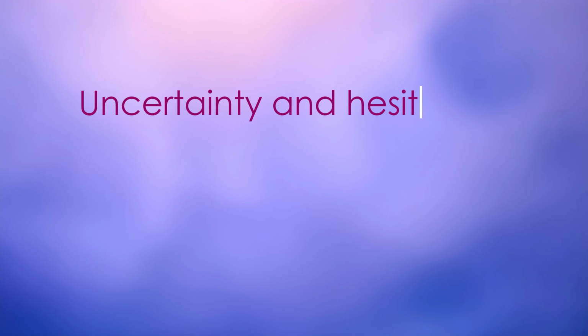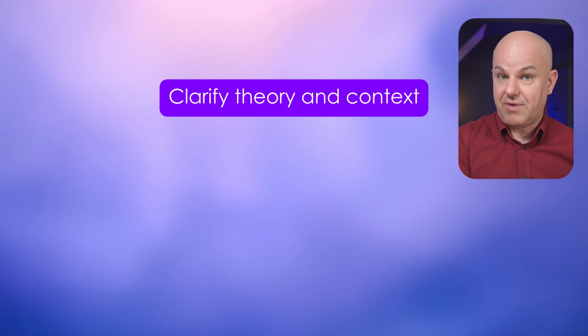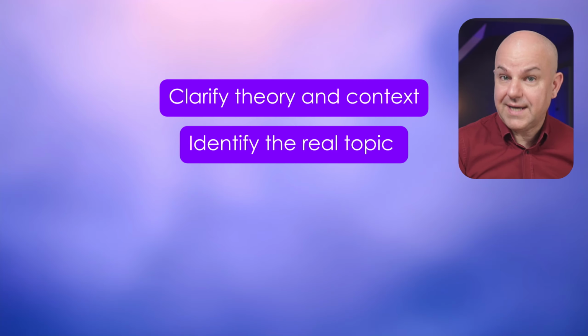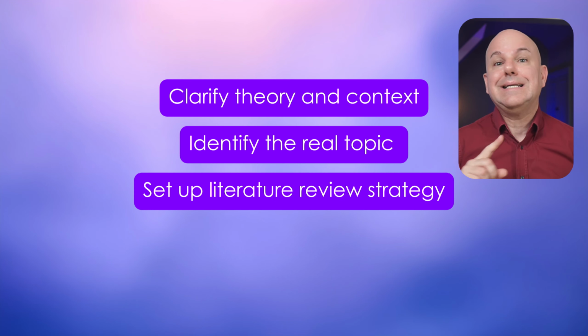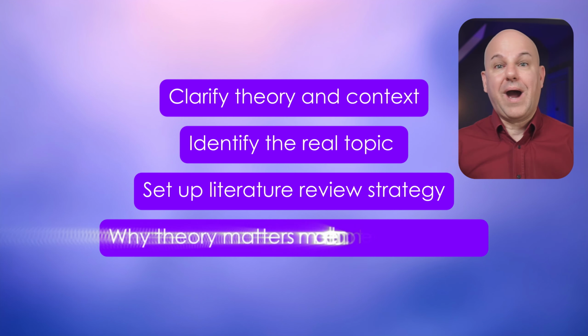So in the next few minutes, I'll walk you through the exact 3-step process I used in that first meeting to help students build clarity fast. And I'll show you how we shift from uncertainty and hesitation to a focused academic lens that drives the research. This involves clarifying the dissertation's theoretical and context focus, identifying the real topic of your dissertation, and setting up a smart and targeted literature review. And at the end, I'll explain why theory matters more than context. Let's begin by untangling the 2 things most students confuse: theory and context.